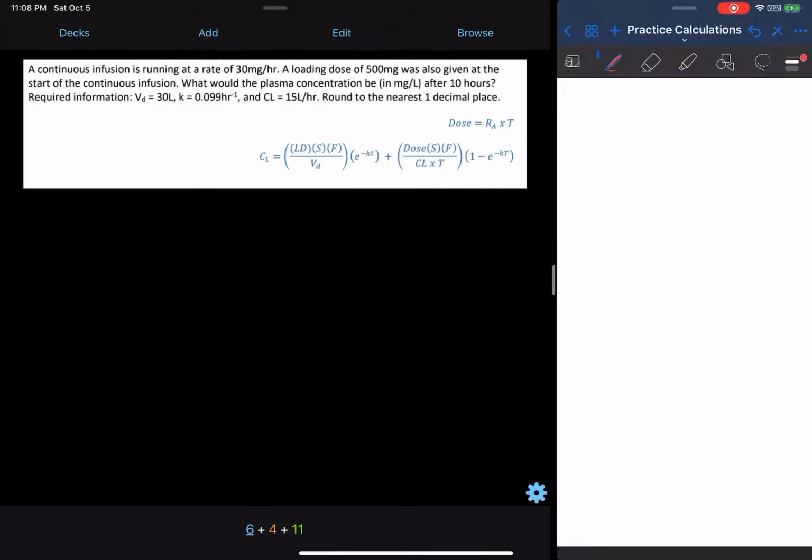Okay, we got continuous infusion running. Alright, we got formulas. That's great. Let's use our formulas. Let's go dose. 30 milligrams per hour.